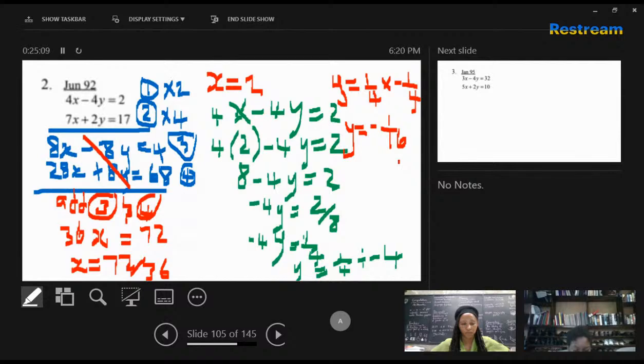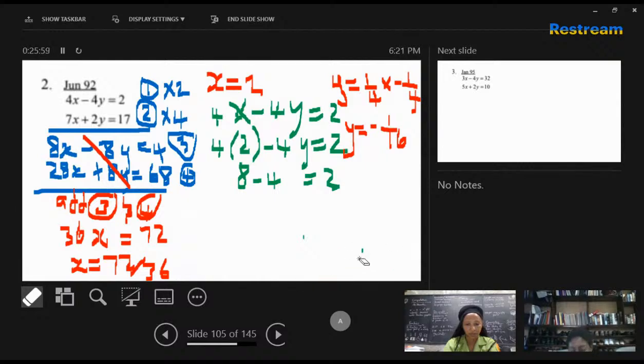Okay, 4 times 2 minus 4 times negative... I think something went wrong along the way. 8 minus 2, that's not correct. 4y, it's not correct. So let's go back from here.